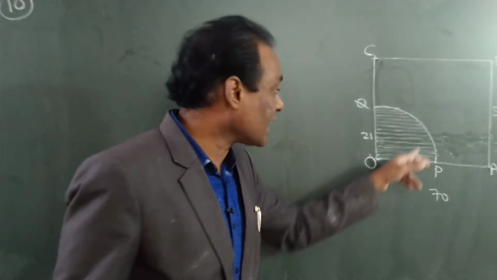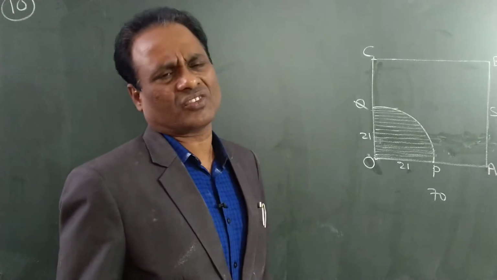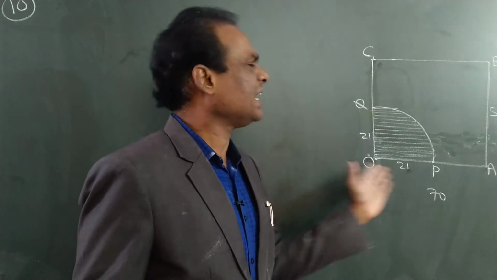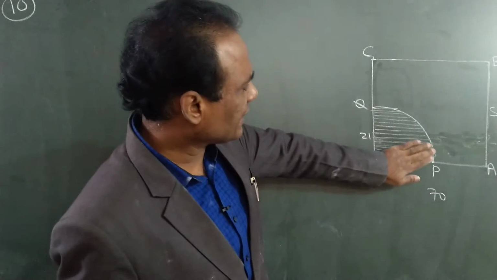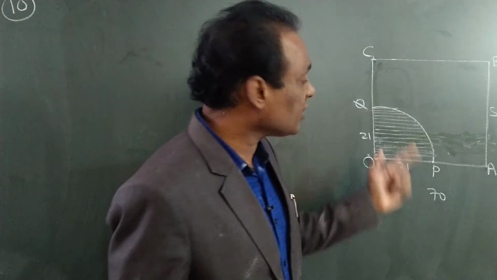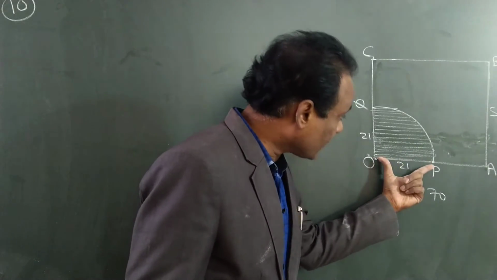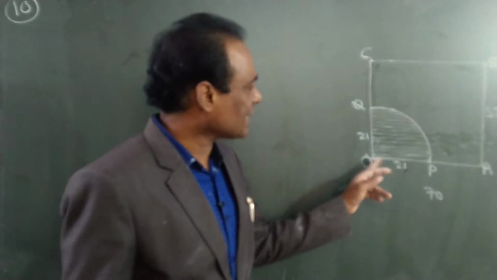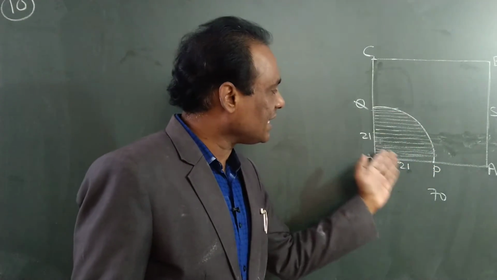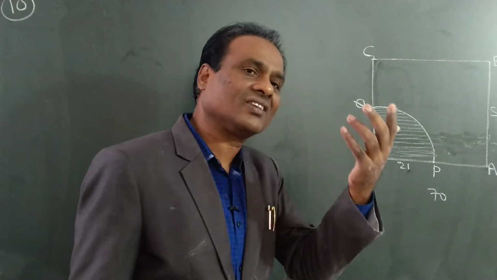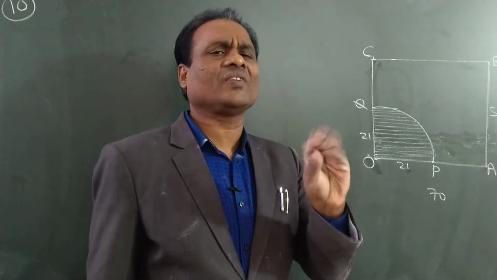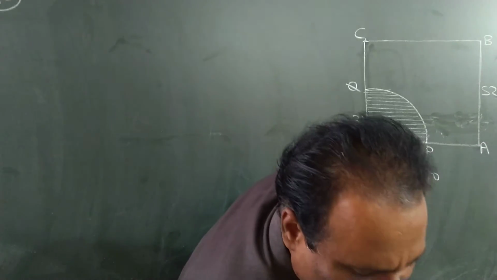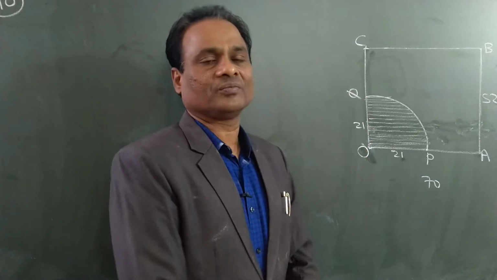So how much area grass can it eat? That is the question. Simple question. So how much area can it graze? Graze means it can eat. It can eat the grass up to 21. Actually, in the figure itself it is shaded. So the area where the horse can eat the grass is already shaded. We just have to find the area of the shaded region, that's all.